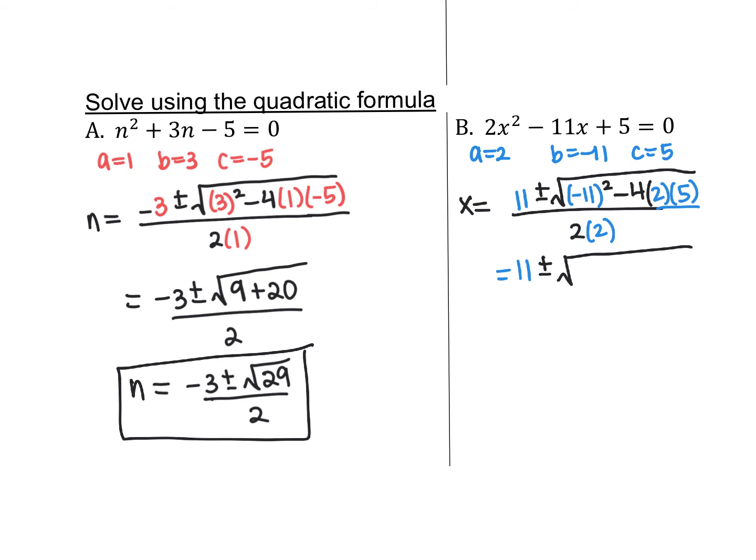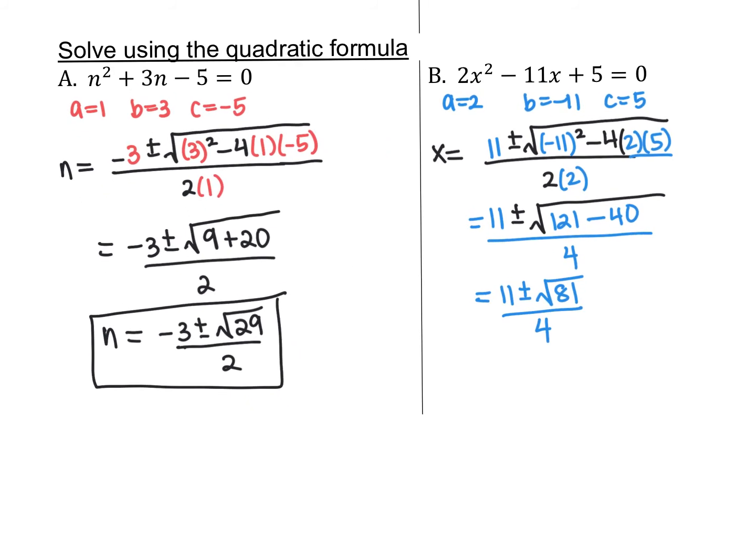-11 squared turns to a positive, so positive 121, minus 4 times 2 is 8, 8 times 5 is 40, and 2 times 2 is 4. Okay, let me just subtract the radicand. 121 minus 40 is 81. And before I continue, let me just stare at it real quick. Do I know the square root of 81? I do know the square root of 81, which is rational, which means I'm going to get some rational answers here. The square root of 81 is just 9.